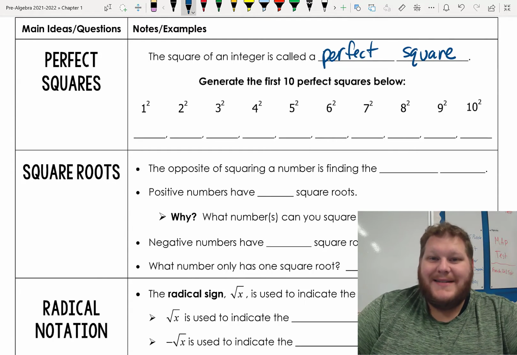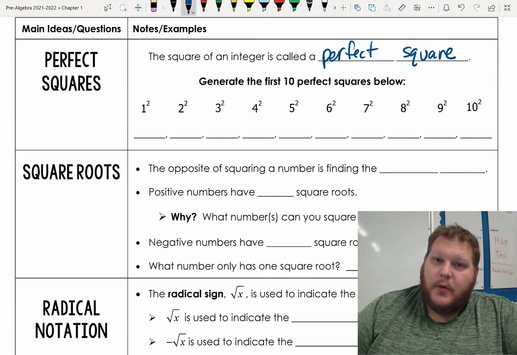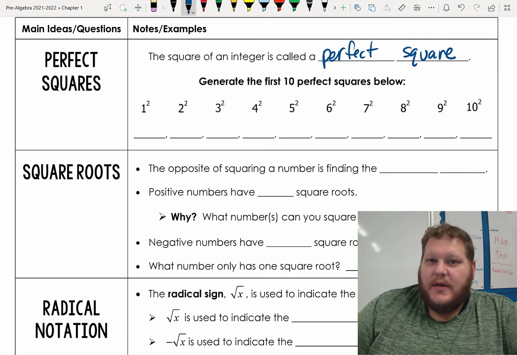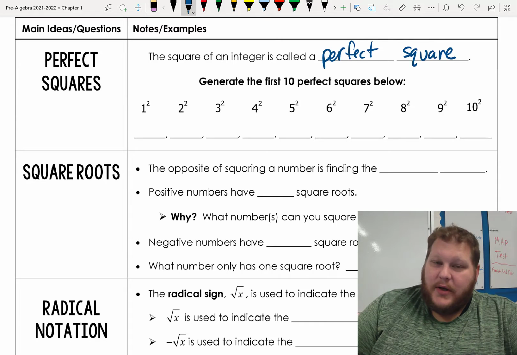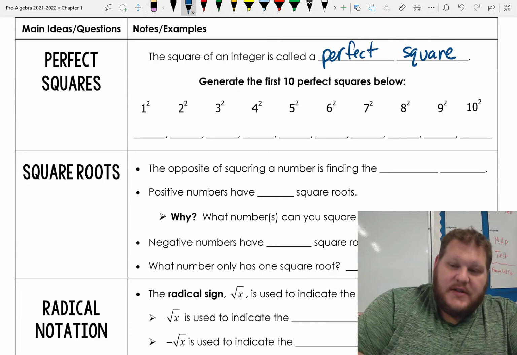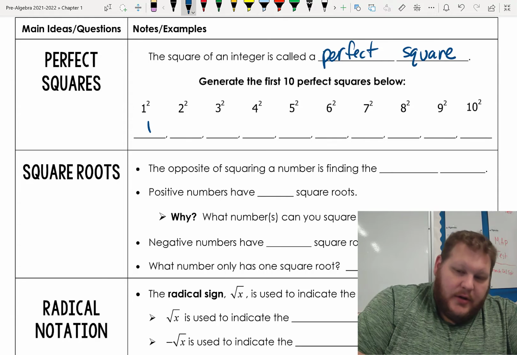The first 10 perfect squares are good for us to know. We should already know these. They're on our times table. And actually you guys have that multiplication table all the way up to 20 by 20, so you have all the way up to 20 squared.